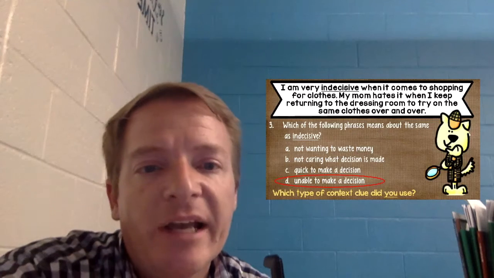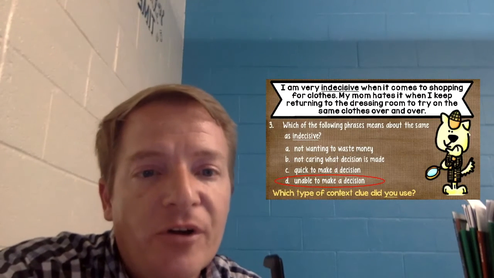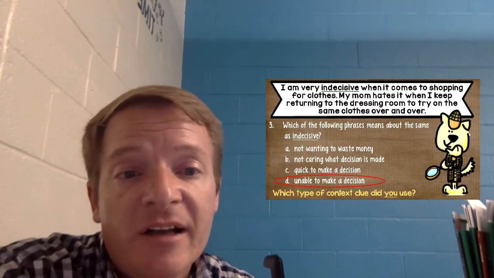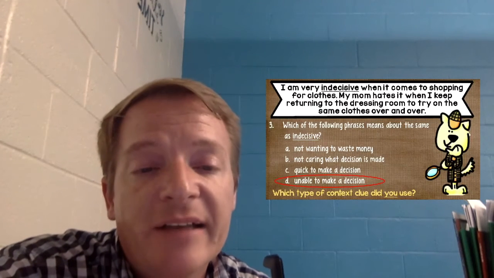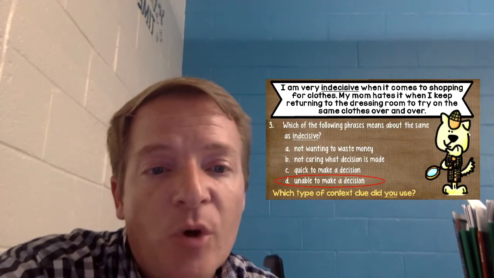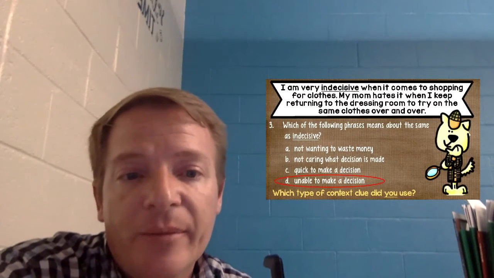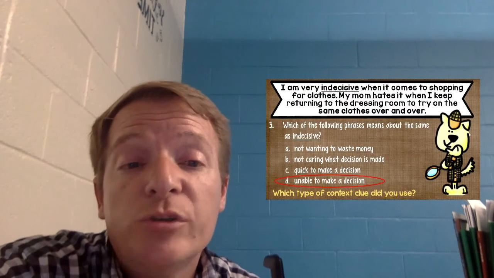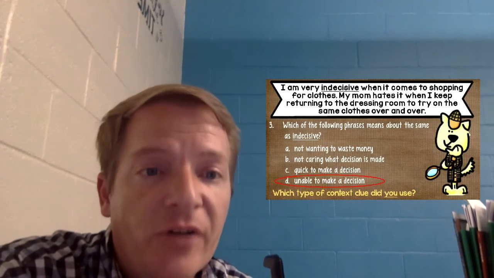My mom hates it when I keep returning to the dressing room to try on the same clothes over and over and over. Which of these following phrases means about the same as indecisive? Not wanting to waste money, not caring what decision is made, quick to make a decision, unable to make a decision? Which of the context clues did you use? Okay, so they told us it was unable to make a decision because she constantly has to go back and do the same clothes over and over.